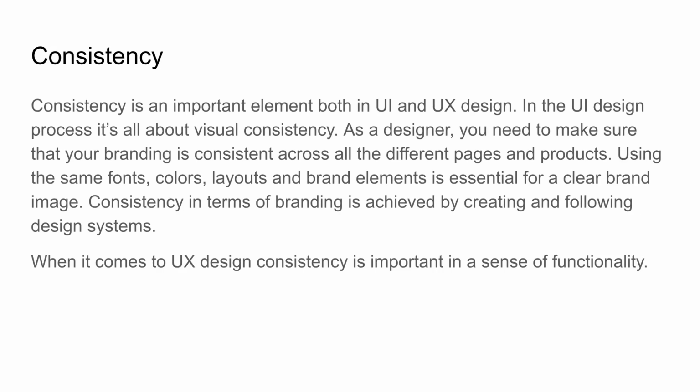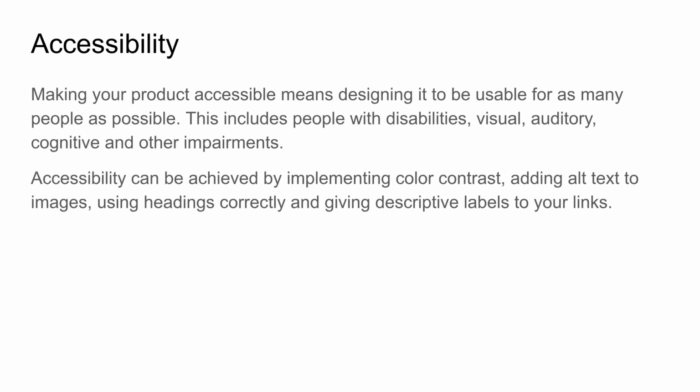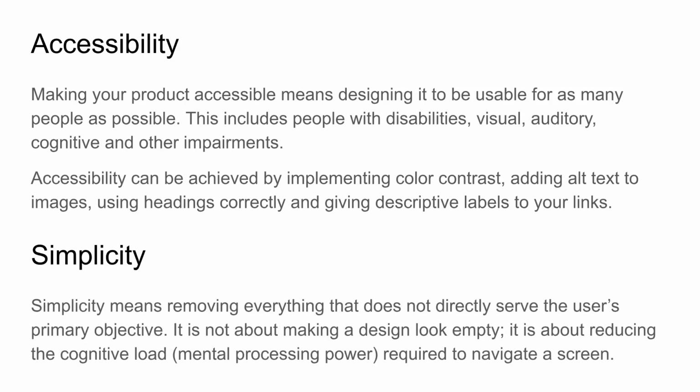Consistency is vital in both UI and UX design. For UI, it means visual consistency in branding, fonts, colors, and layouts. For UX, it relates to the consistency of functionality and user expectations. Accessibility ensures the product is usable by everyone, including people with impairments. This can be achieved through good color contrast and descriptive labels. Simplicity involves reducing cognitive load by removing elements that don't serve the user's primary objective.